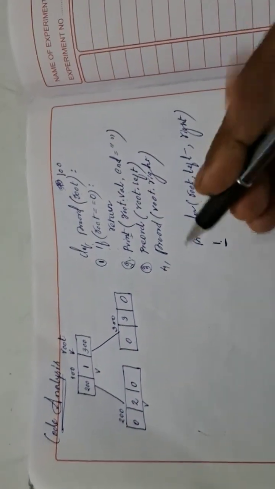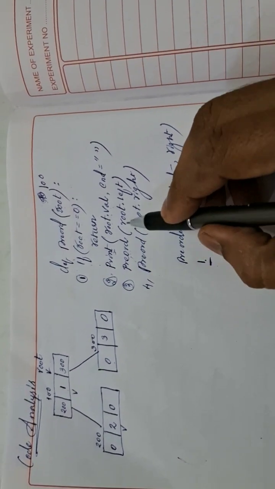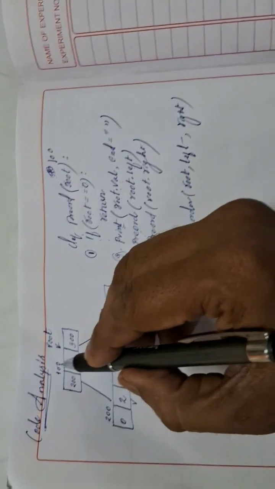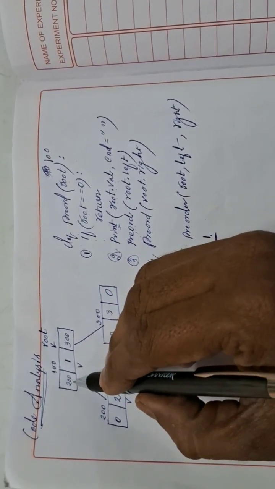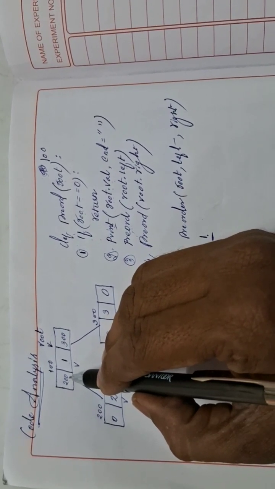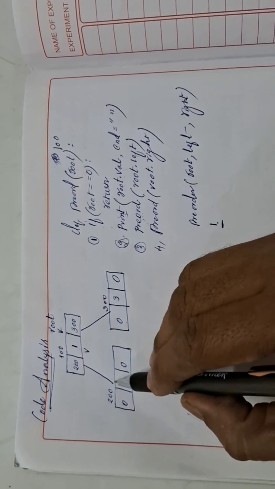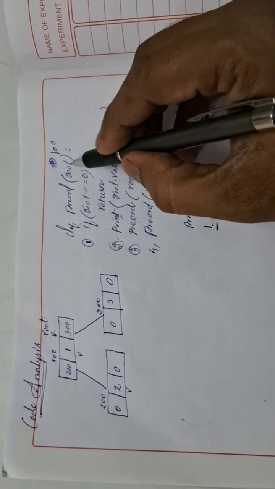Next, I am calling the function pre-order recursively again on root dot left. So what is root dot left? Root is 100, and root dot left is 200. So 200 means again recursively calling this function, so it is coming to here. So 200 will be the root now.